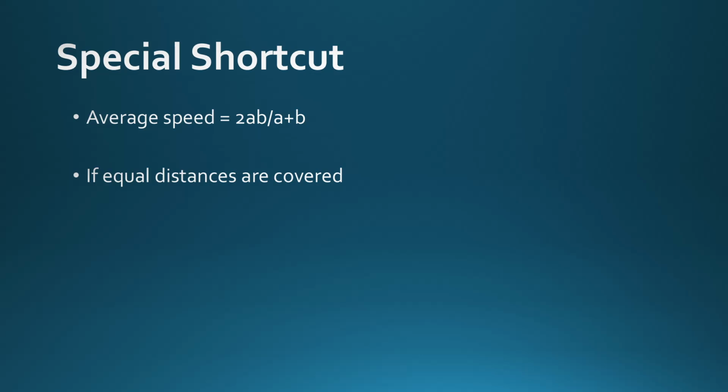So let's say a person goes from place X to place Y with a speed of A and comes back from Y to X with a speed of B. Then the average speed is 2 multiplied by A multiplied by B divided by A plus B. So remember, this shortcut works only when equal distances are covered with speed A and speed B.